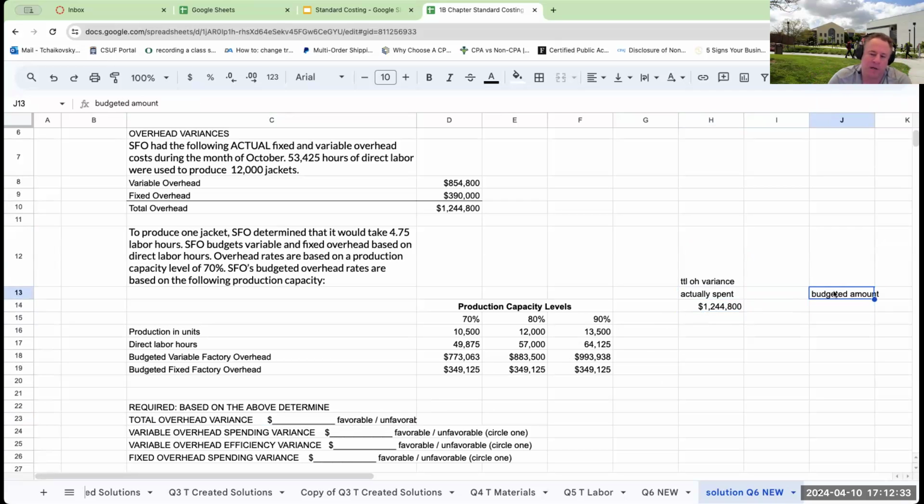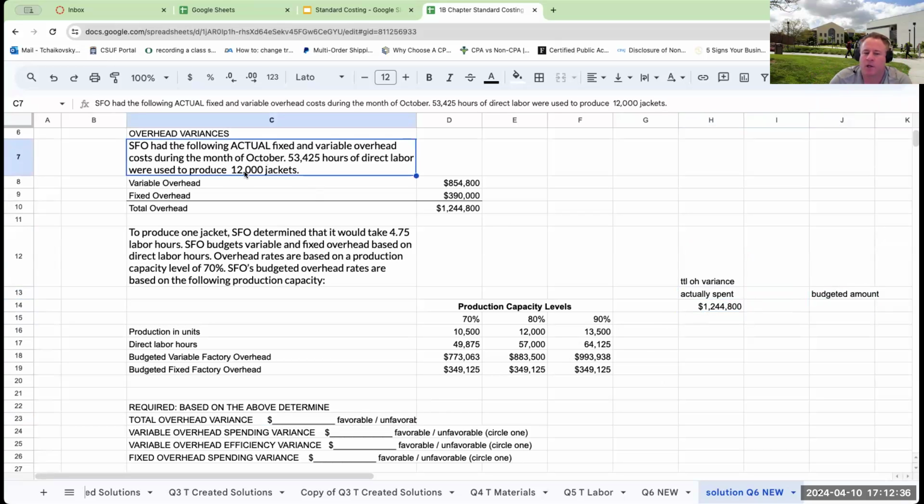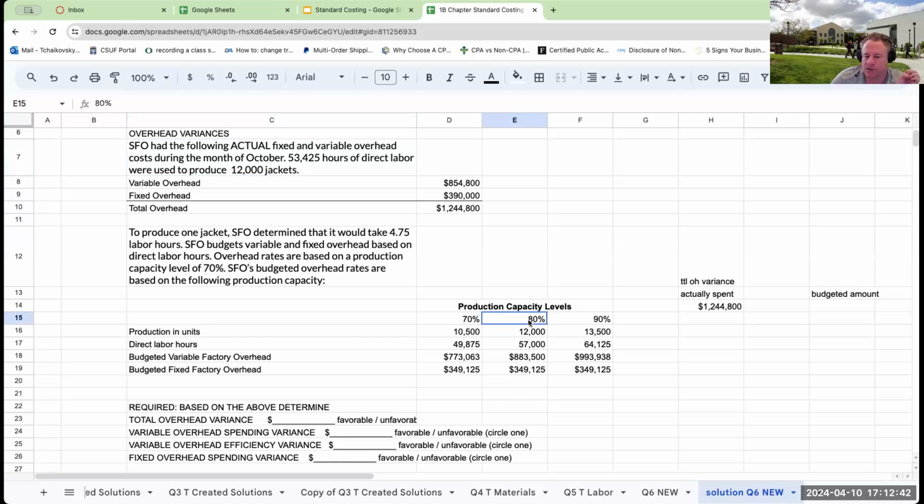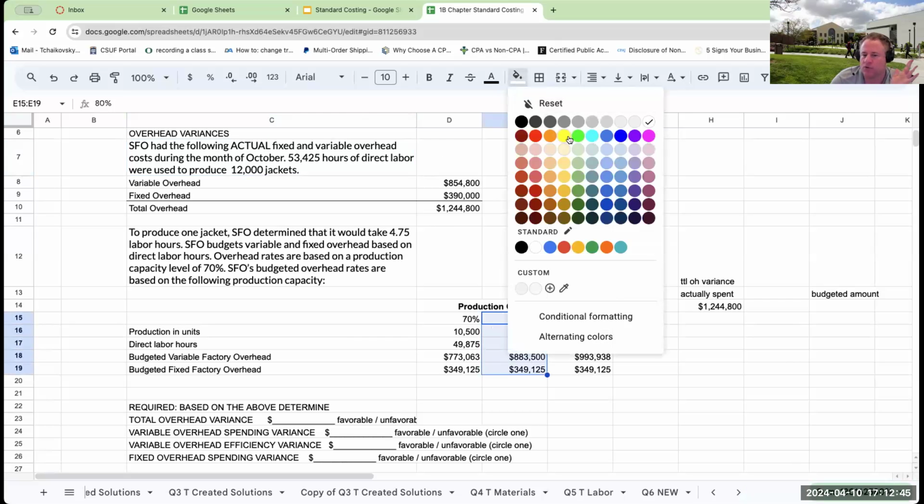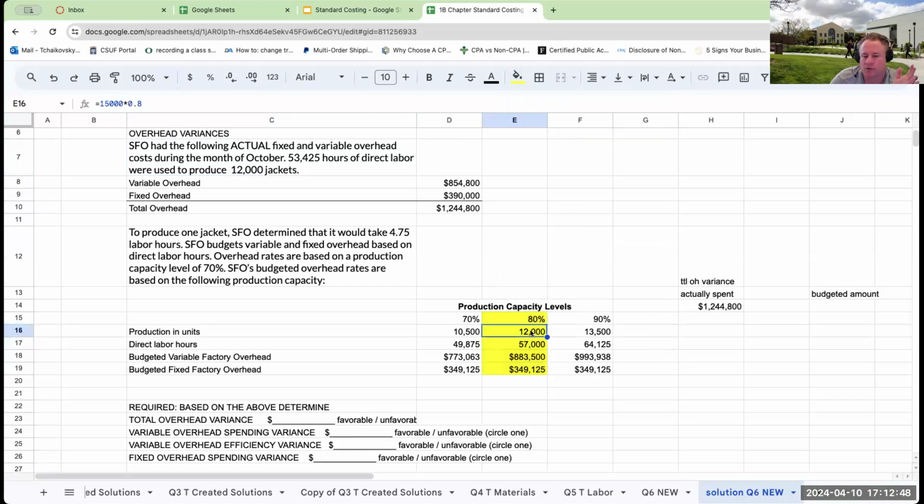The way I'm going to get my budgeted amount is that it tells me I made 12,000 jackets, or 12,000 units. So I'm going to come over to the column where it shows production in units of 12,000. This is how much we should have spent. The total amount I should have spent on my variable overhead and my fixed factory overhead should have been 1,232,625.